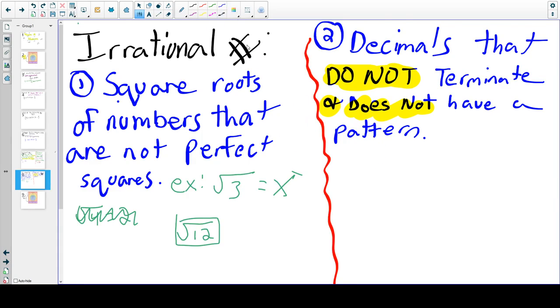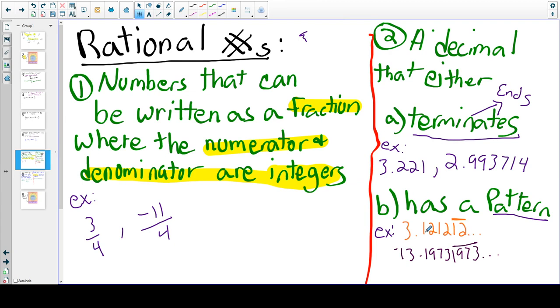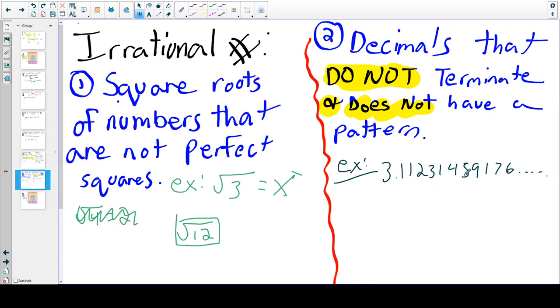So, for example, if I said 3.112314599176 blah blah blah and going on forever, is there any pattern here? Is there any part of here that repeats? Yeah, there are a lot of ones, but there's no pattern here. Just like if we looked at before, clearly 1 2 1 2 1 2, that's a pattern. 1973 1973 1973, that's a pattern. But over here, if you're looking at these numbers, there are absolutely no patterns here.